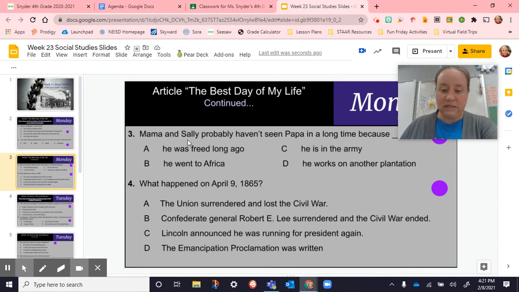Now, again, it talks a little bit about this, but there's no Mama and Sally. So, again, we talked about this one. It says that they probably haven't seen Papa in a long time because he works on another plantation, is the answer for that one. And so what happened is you've got people and they're not treated like people. They're not treated like human beings. They're treated like something that when you need it, you buy it, and when you don't, you sell it. Which was extremely sad and ridiculous.